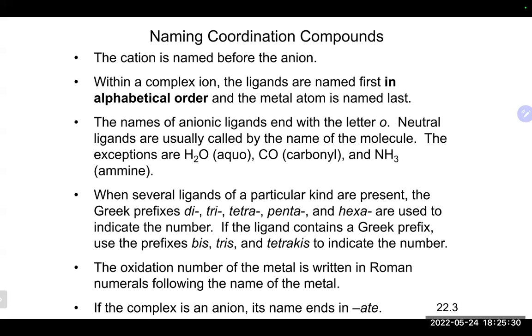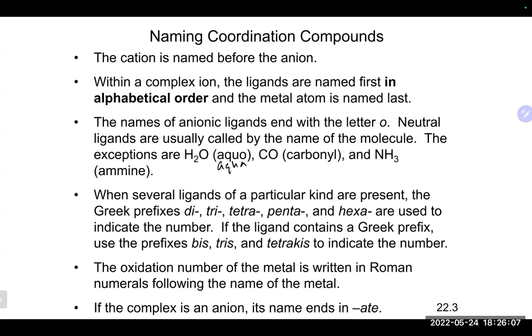Within a complex ion, you name the ligands in alphabetical order, regardless of prefix. So for example, if you had, say, 2 Cl in it, it would be dichloro. You would look at just the C, not the D for the di. So you ignore the prefix if there happens to be one. The names of some ligands will end with O. Some neutral ones are usually called by the name of the molecule, but there are some exceptions. Water is called aquo. Some people also call it aqua. CO is carbonyl. NH3 is ammine.